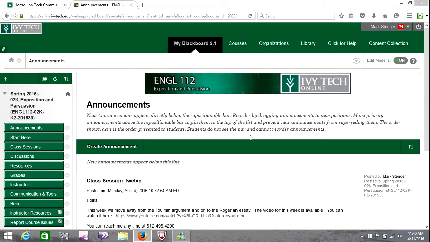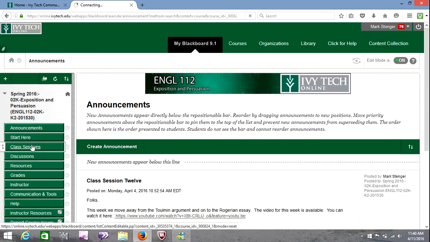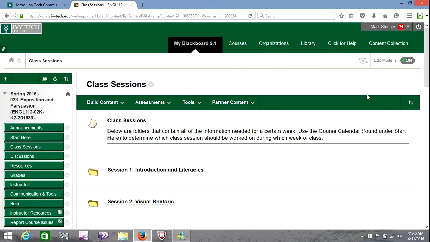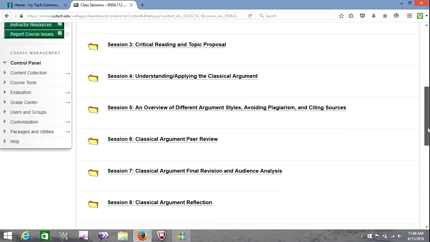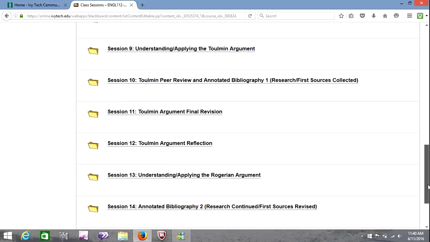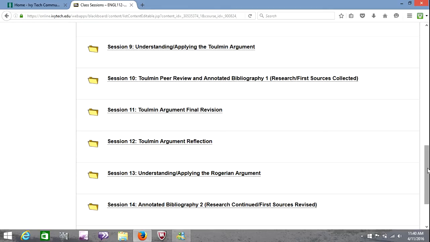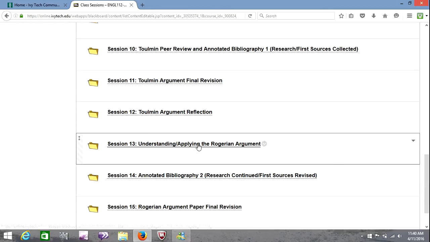The good news is that the semester is quickly wrapping up and we are beginning to work on the final essay for this class. Once we get through the Rogerian argument, we will be done. Today we're going to jump into class session 13 and explore a little further about what the Rogerian argument is about. And as I hope you'll see, this one's a little more clear-cut than the Toulmin argument was. Doesn't mean it's necessarily an easier essay to write, but it is more understandable.